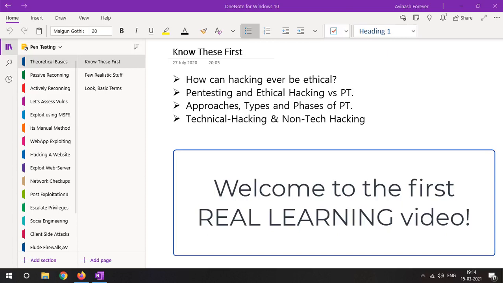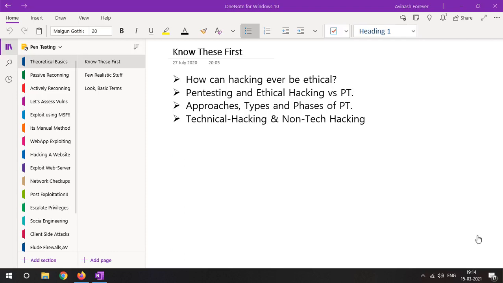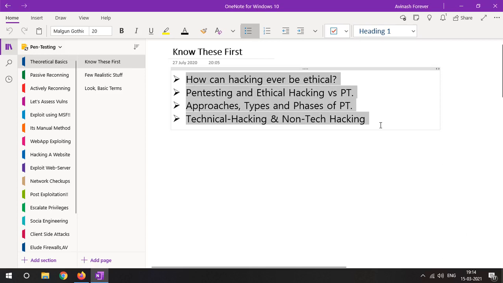Alright, so this is the first lecture and we are going to talk about some theoretical basics before actually starting up with the real hacking. There are some important things which I have to cover in this lecture so that we can have a clear base on which we will build from the next lectures.